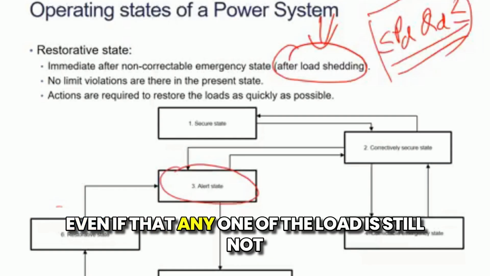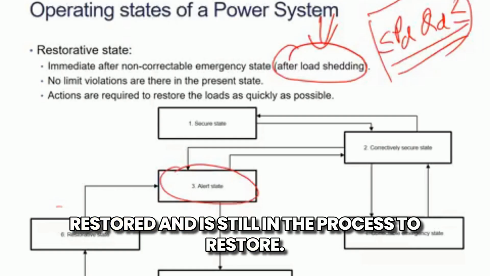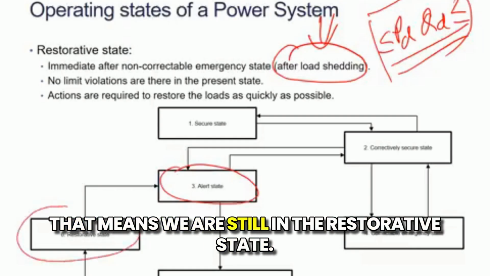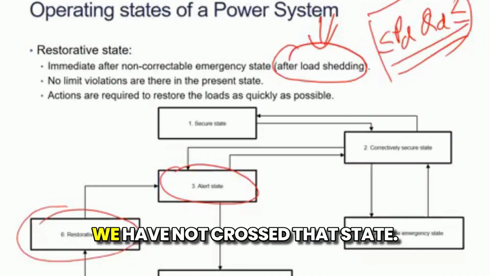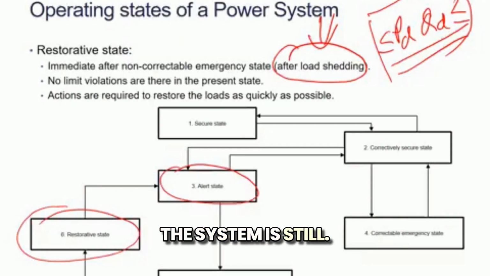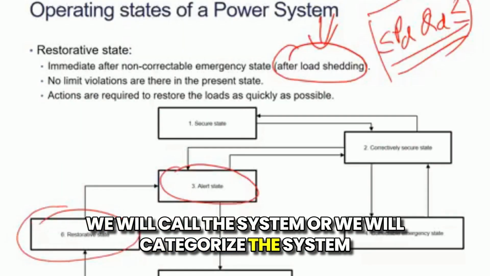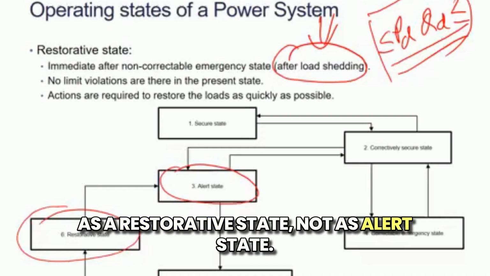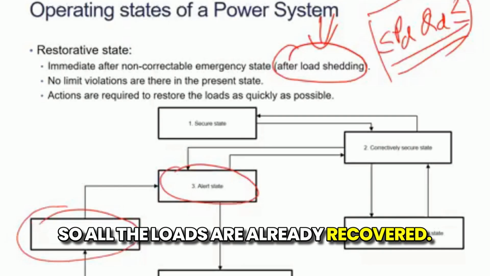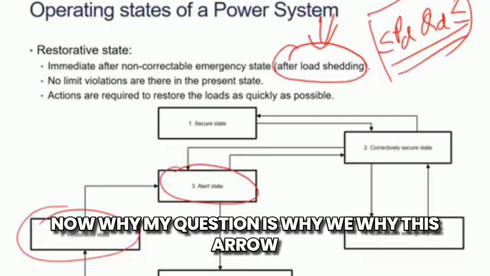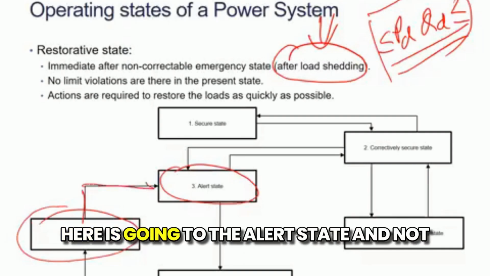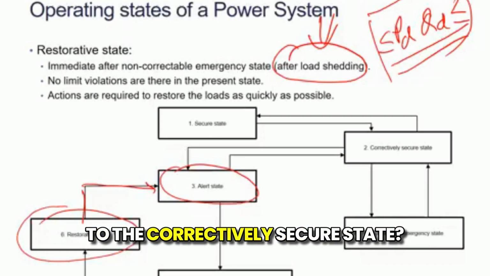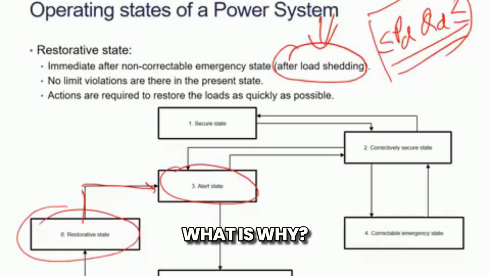Even if any one of the loads is still not restored and is still in the process of being restored, that means we are still in the restorative state. We have not crossed that state. We will categorize the system as a restorative state, not as an alert state. So all the loads are already recovered. Now my question is, why is this arrow going to the alert state and not to the correctively secure state?